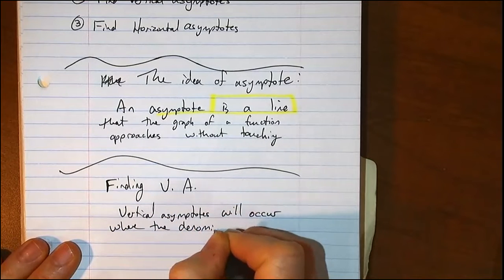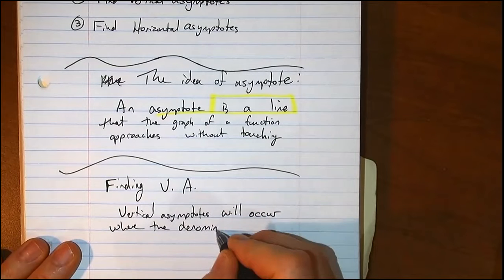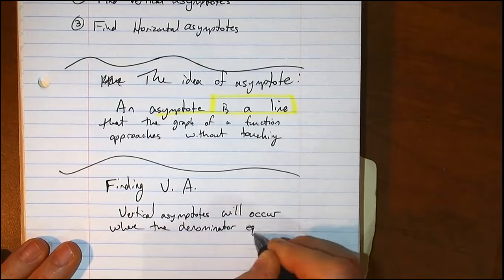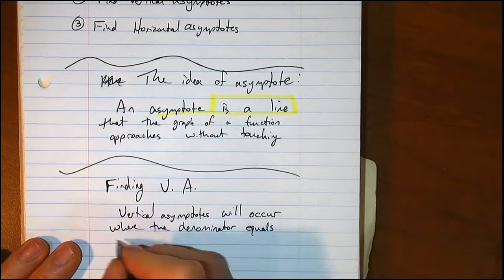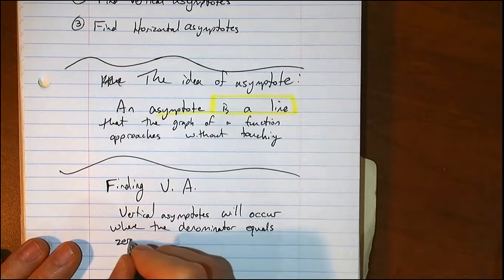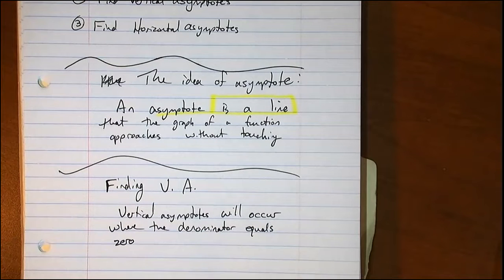Now again, as we write this, denominator equals 0, I do want to just put a little caveat here that this is true in our class. All of our vertical asymptotes will happen anytime the denominator equals 0. Again, as you get into more advanced math classes, it is possible that the denominator could equal 0 and you don't get a vertical asymptote, but that won't happen in our class, okay?